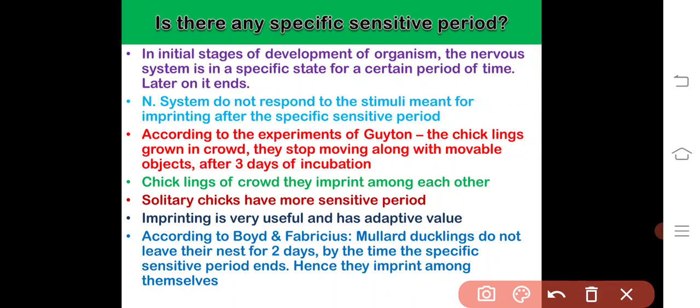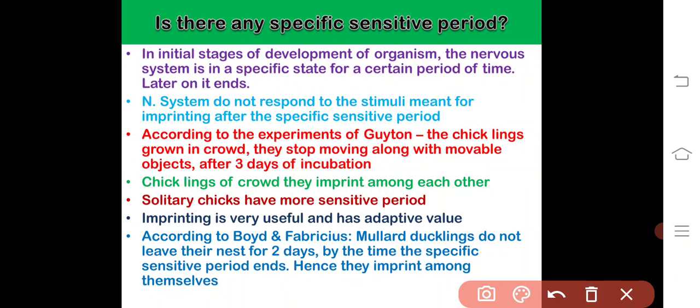And there were experiments done by Guyton. According to the experiments of Guyton, the chicklings grown as a crowd stop moving along with movable objects after 3 days of incubation. That indicates that after they come out from the eggs, the 3 days are very crucial. That is the sensitive period for the imprinting.